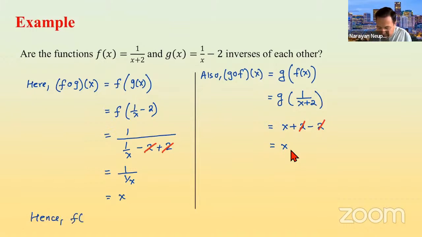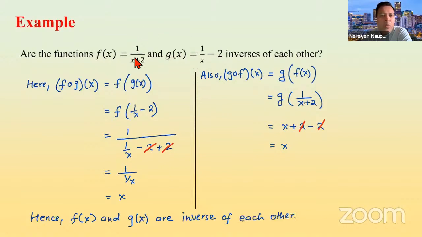So we can write, hence f of x and g of x are inverse of each other. Okay, the meaning of that is, technically, if you try to find the inverse of f of x, the inverse of f of x will be 1 over x minus 2. Or similarly, if you want to find the inverse of g of x, that will be 1 over x plus 2. Okay, that is the meaning.